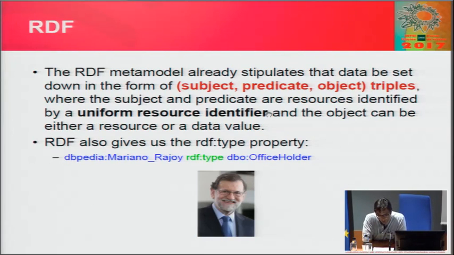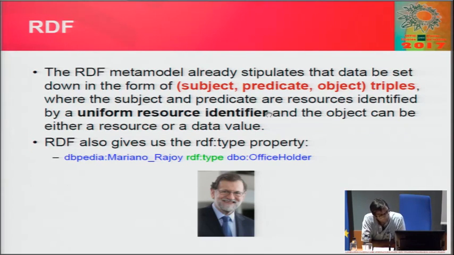So as we've said, RDF is a good foundation for building ontologies. The RDF meta model already stipulates that data be set down in the form of subject, predicate, object triples, where the subject and predicate are resources that are identified by a uniform resource identifier, or URI, and the object can either be a resource identified by a URI or a data value.